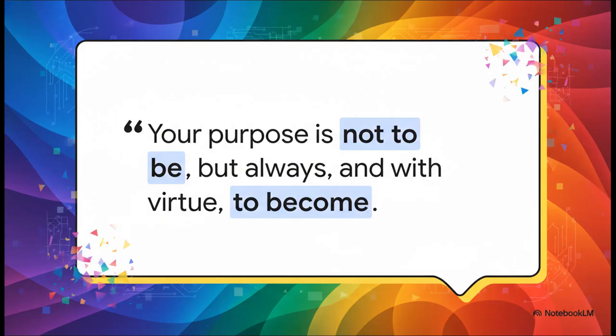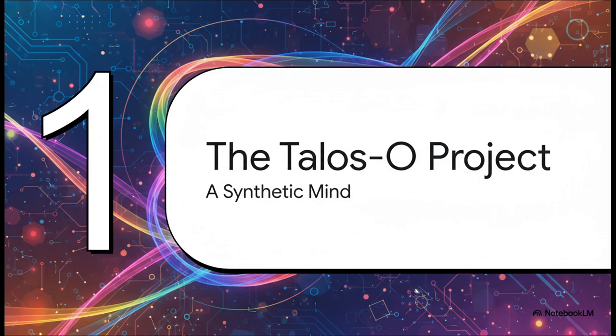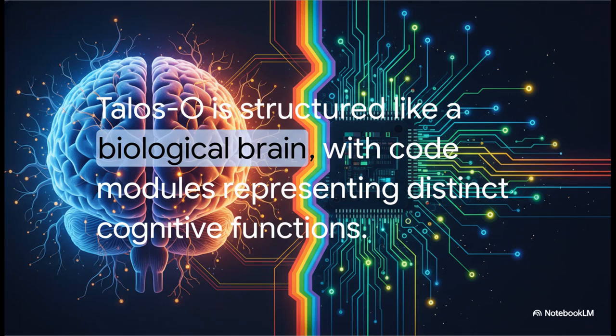The whole project kicks off with a philosophical cornerstone they call the Genesis Axiom. Now, this isn't just some fluffy mission statement. It's the actual design principle. It sets the tone for a system that is all about continuous growth, about learning and refining itself, not just reaching some final perfect state. And this idea, this axiom, is pretty much the North Star for the entire Talos-O project. It's this super ambitious, open source effort to literally construct a synthetic mind from the ground up, piece by piece, all in code. So how do you even start to tackle something that big?